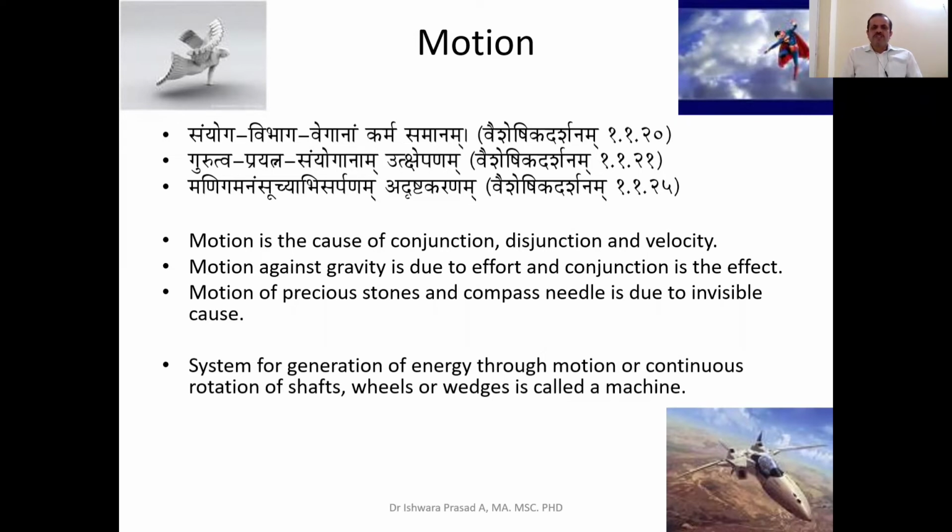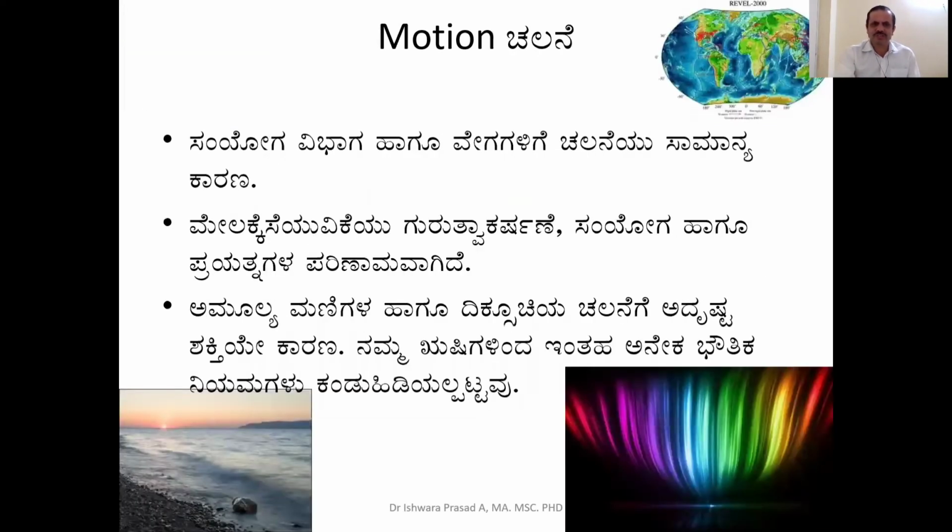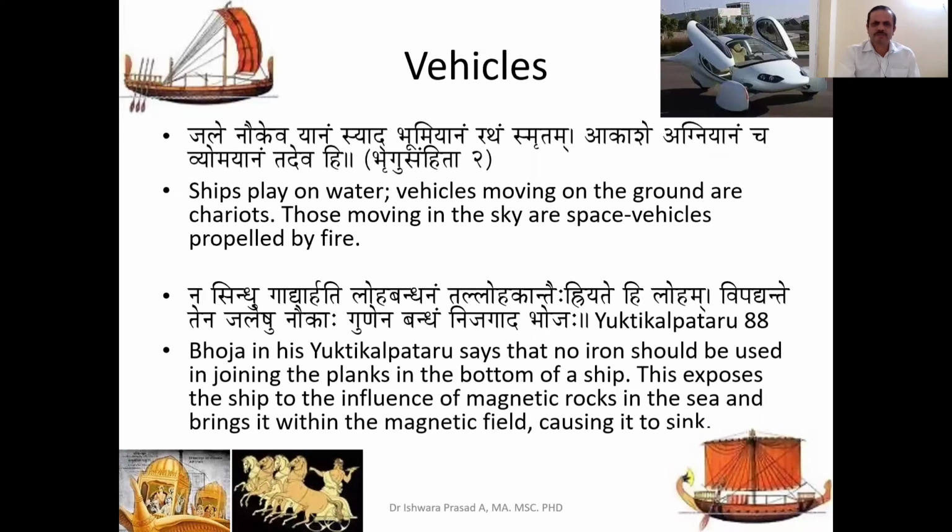A system for generation of energy through motion or continuous rotation of shafts, wheels, or wedges is called a machine. What is a machine was also observed in those days. And we can see some of the vehicles in ancient India, how they explained them.